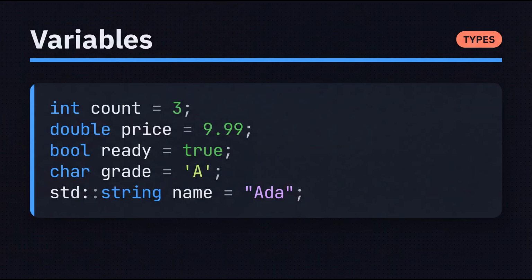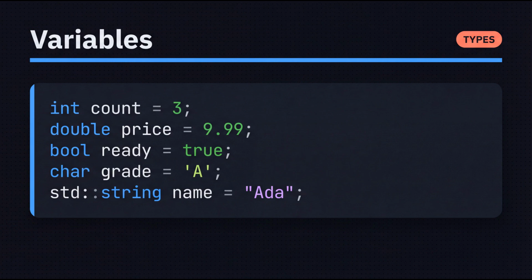A variable is a named piece of memory that holds a value. In C++, every variable has a type that determines what kind of data it stores and how much memory it uses. Here are the 5 types you'll use most as a beginner. Int, for whole numbers. Int count equals 3. Double, for decimal numbers. Double price equals 9.99.